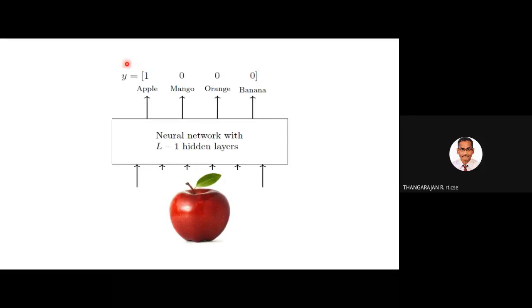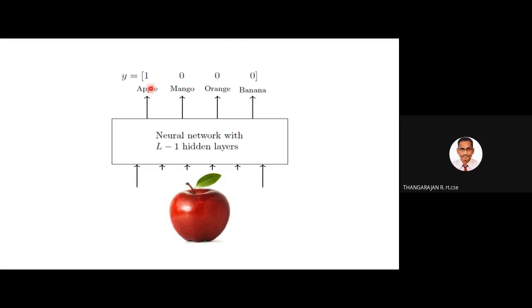Here the suitable loss function will be what we call cross entropy. Why is it called cross entropy? We call it cross entropy because this is actually a probability distribution. The probability distribution is 1 for Apple, 0 for all others. So the probability is condensed for Apple, and it becomes 1, whereas all other things are 0.